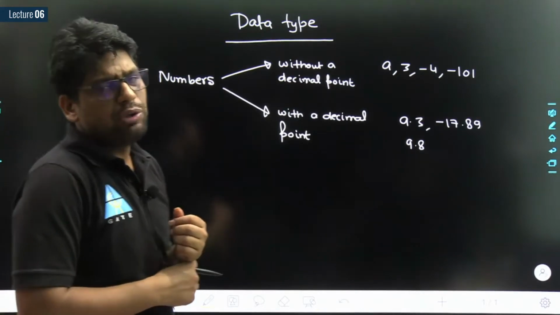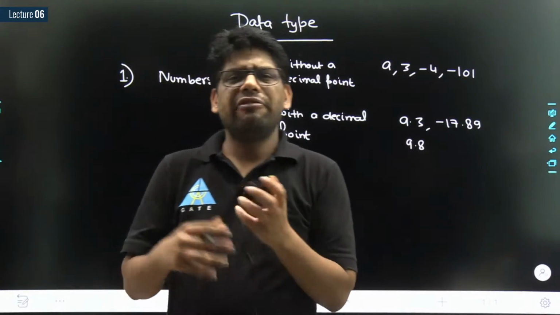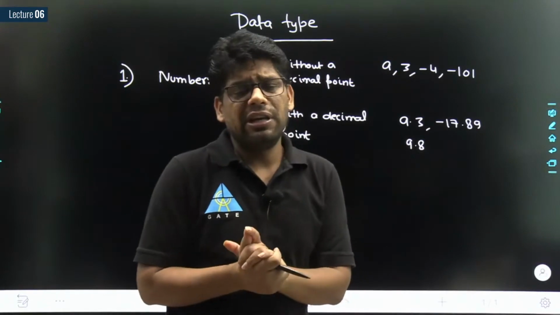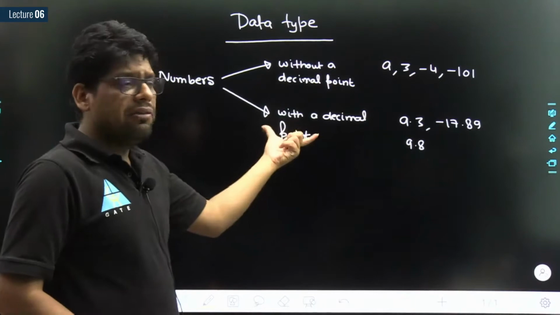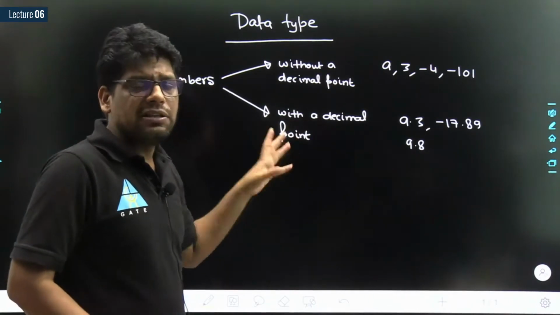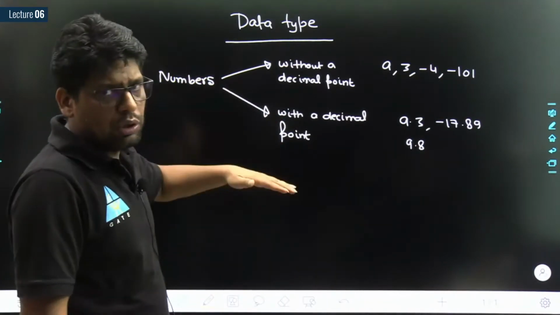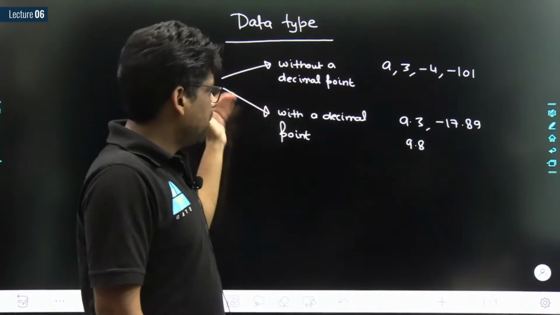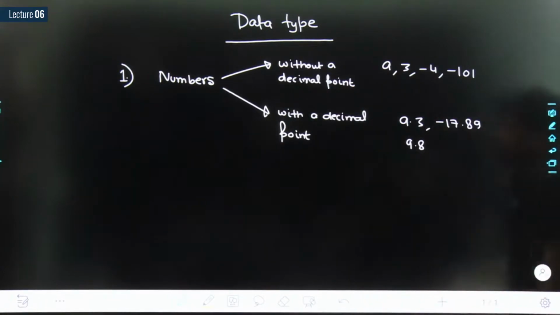For example, if you are implementing some physics formula like S is equal to ut plus half at square, or plus half gt square, then g, the value of acceleration due to gravity, is 9.8. That means we need data with a decimal point. Try to understand. Just like mathematics, in programming also we need numbers. That number could be without a decimal point and the number could be with a decimal point. It depends on what kind of programs we are interested in.